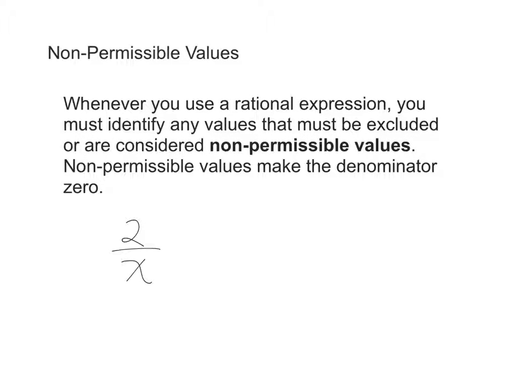So for example, if I had a rational expression like 2 over x, x could be pretty much anything, right? Except there's one thing that x cannot equal. Do you know what it is? 0. 0, right. 0 is the non-permissible value for this rational expression. So it means this expression is defined for every real number except for 0.